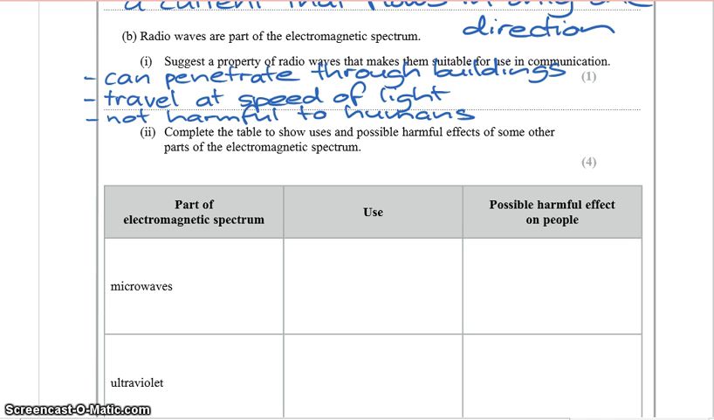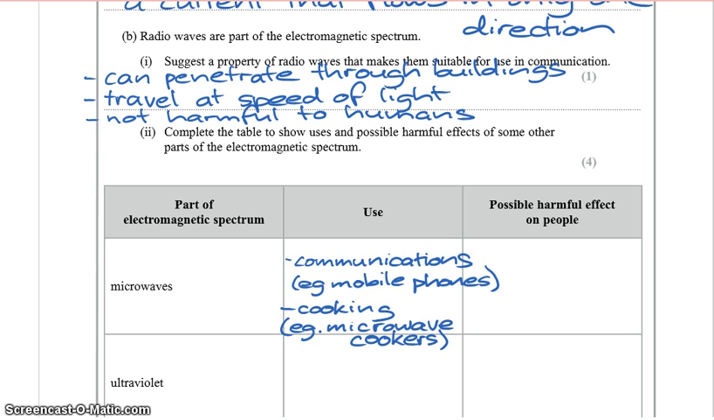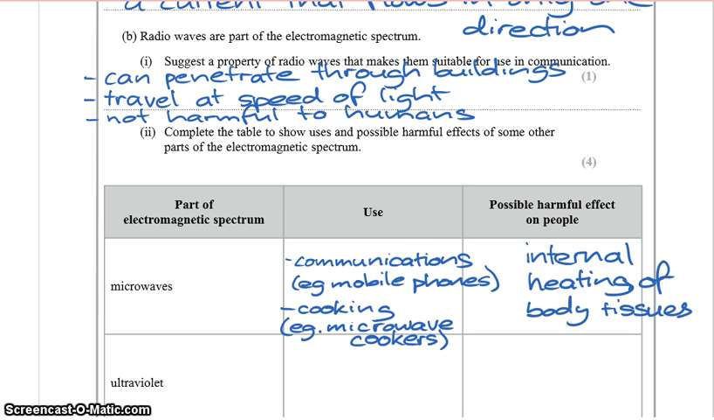Okay, so for microwaves and ultraviolet, we need to think of some uses and possible harmful effects on people. Possible uses of microwaves are cooking. You can use microwave cookers to heat food, or communications. Your mobile phones use microwave signals. A possible harmful effect on humans for microwaves is that you can get internal heating of body tissues, so you wouldn't want to stick your hand inside the microwave cooker while it was on.